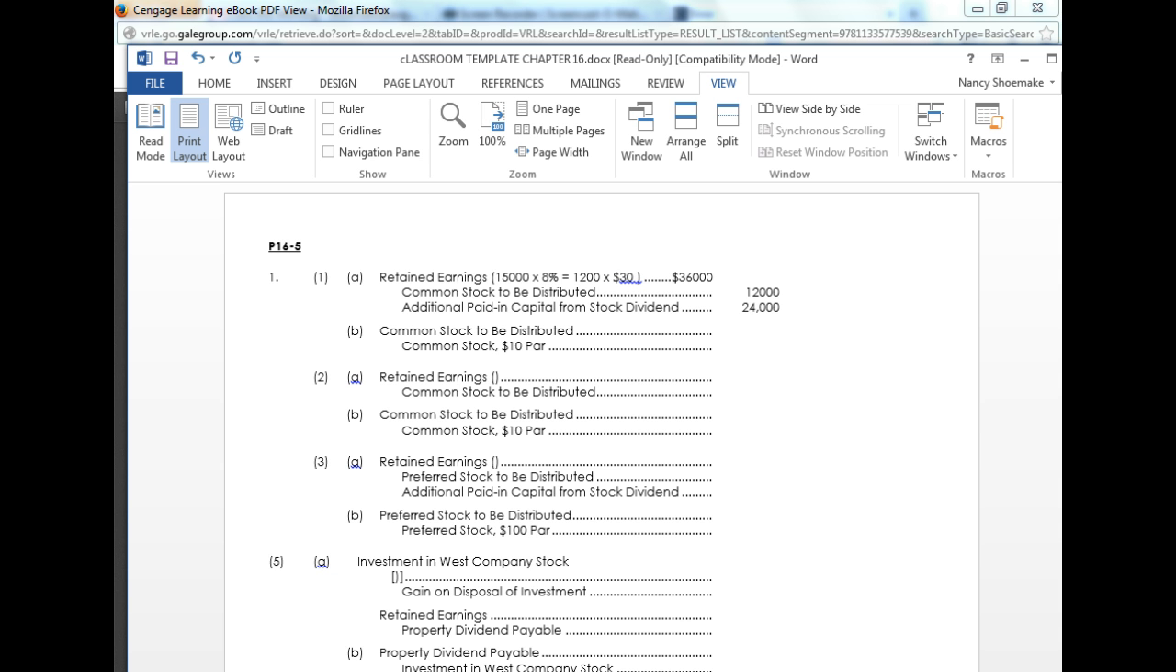Does that make sense? So again, we start by taking the number of shares outstanding, 15,000 shares, determining 8% of that, 1,200, at $30 the market share is what we're going to debit to retained earnings. The credit is going to be the common stock to be distributed at par, and the net difference is the additional paid-in capital, because do you see how the common stock is at $10 per share? Got it?